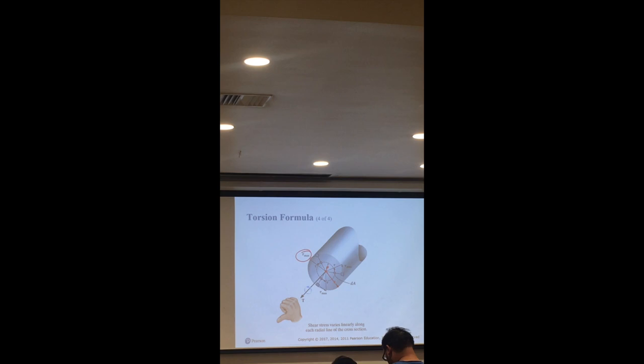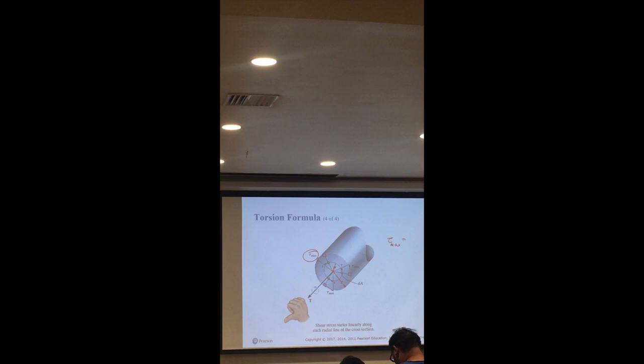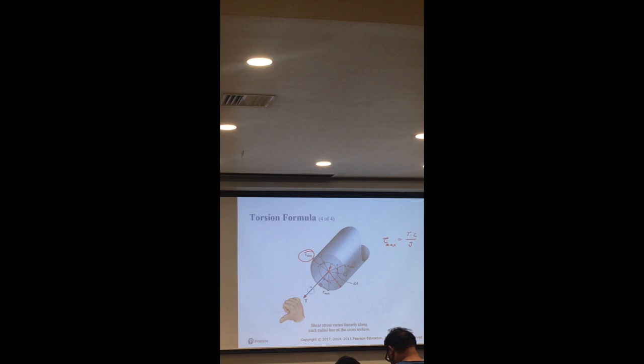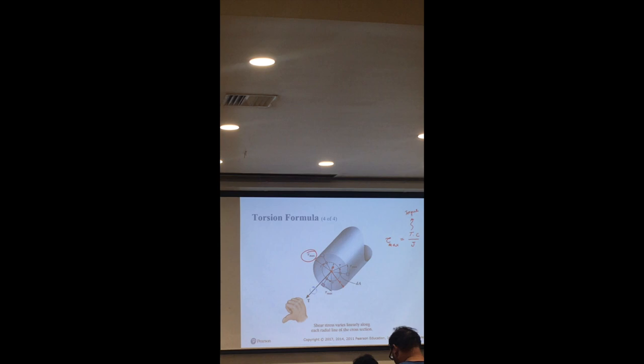Okay, and then we derived this equation, if you remember from last time. If you don't, go back and check out the way we derived this. But it will be tau max equals T times C divided by J, right? These letters that we use here, C I just mentioned, C is the radius of the shaft. T is what? Torque. That's the torque. Again, torque and torsional moment are one and the same, okay? Different words for the same thing. So that's the torque. What was tau? Tau was the shear stress, right? Shear stress.